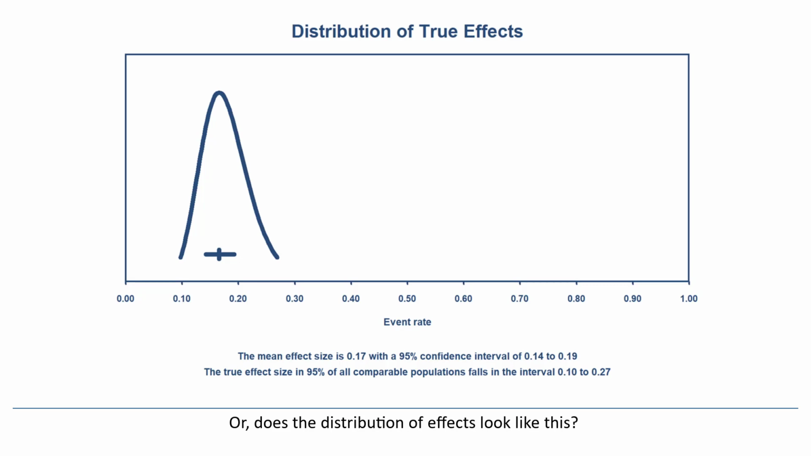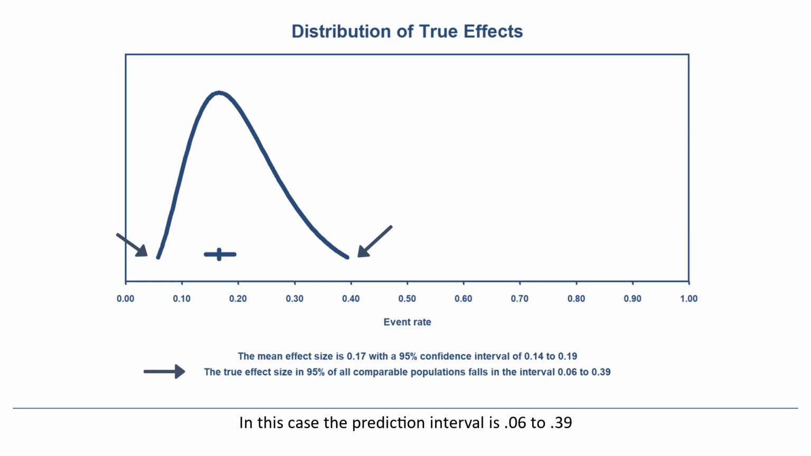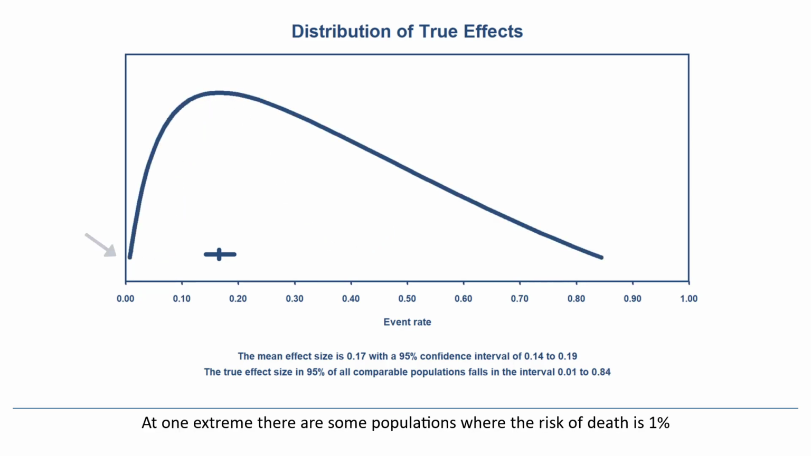Or does the distribution of effects look like this? At one extreme, there are some populations where the risk of death is 6%, and at the other extreme, there are some populations where the risk of death is 39%. In this case, the prediction interval is 0.06 to 0.39. Or does the distribution of effects look like this? At one extreme, there are some populations where the risk of death is 1%, and at the other extreme, there are some populations where the risk of death is 84%.